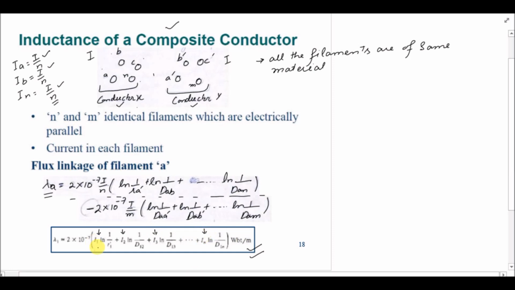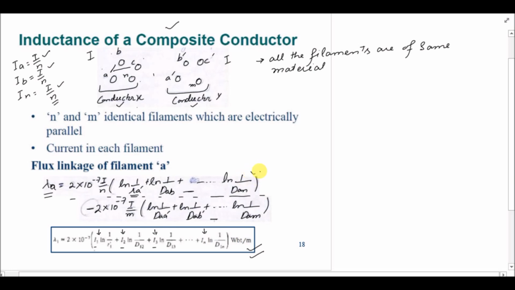So if we have different currents, then we have to use different currents here, I1, I2, I3, In. But in this case we have the same current flowing through all the filaments. So that is I by n. So I have taken it common and have brought it outside the brackets. And now inside the brackets we only have natural log of 1 over Ra dash, that is the fictitious radius of a conductor, then the distance between A and B, then the distance between A and C, and lastly the distance between A and N.